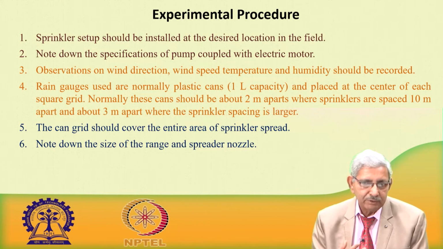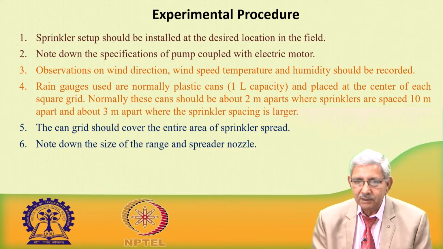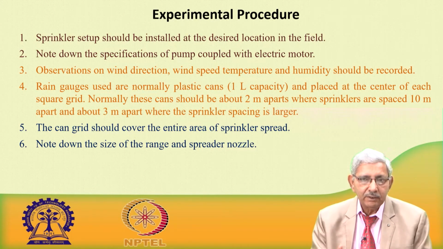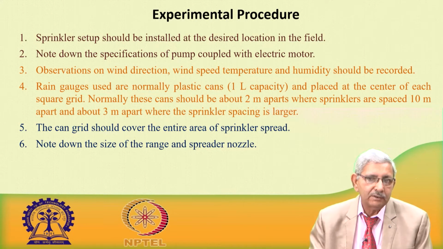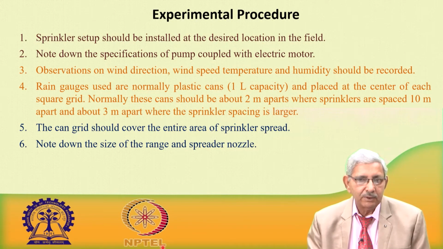the number of observations will be different, the number of observations will be half. Why can we do it in half? We assume that it is in ideal condition. So, whatever data we are collecting, such data will be replicated on the other side. So, the can grid should be such that it covers the entire area.